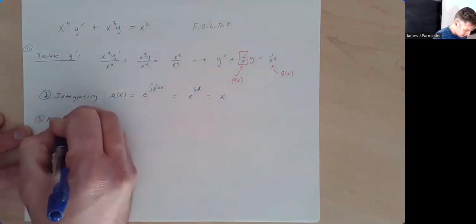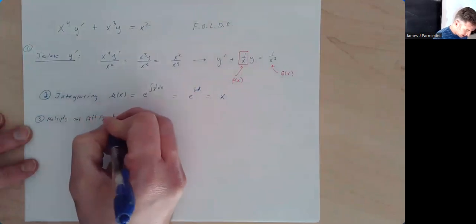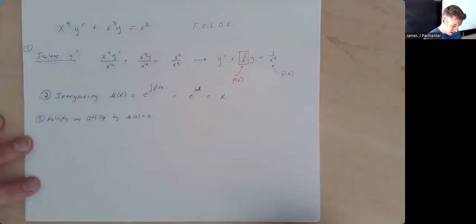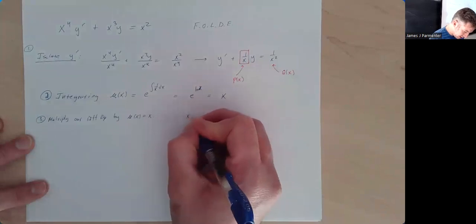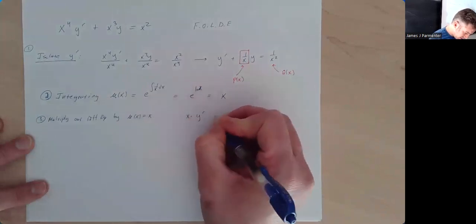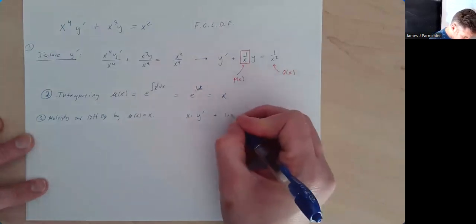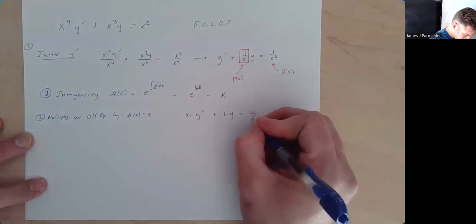Multiply our differential equation by mu of x equal to x. Okay, this one's going to be kind of boring. That's all right. So we're going to get x times y prime plus x times 1 over x times y, which is just 1 times y, equal to x times 1 over x squared, which is just 1 over x.